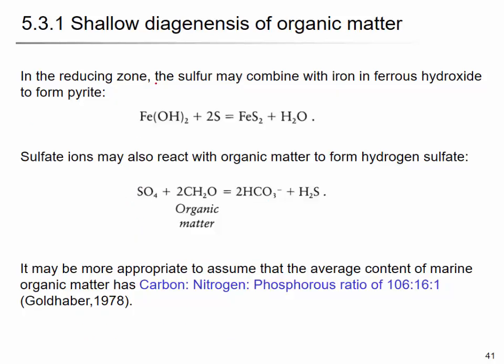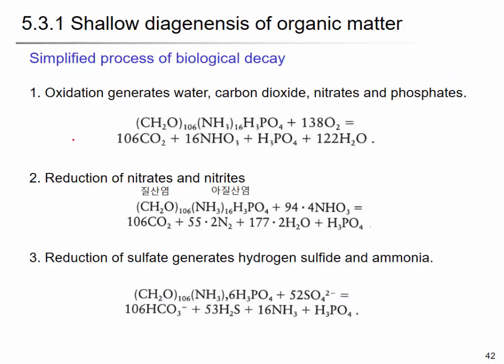And iron can also form ferrous hydroxide, which can form pyrite, and sulfate ion may also react with the organic matter to form hydrogen sulfide. So there are many various bacterial activities, or microbial activity, or biogenic activity, decomposing the organic matter and forming the hydrocarbon or the kerogen.